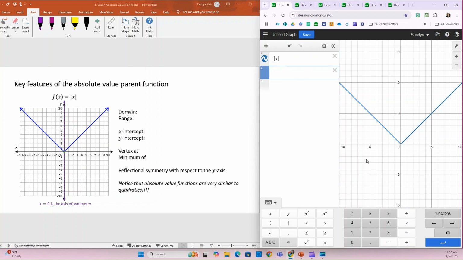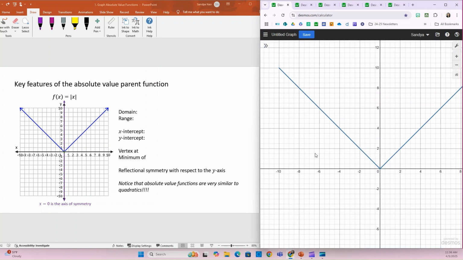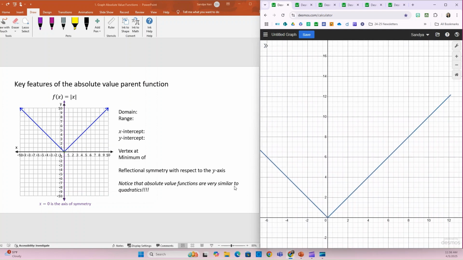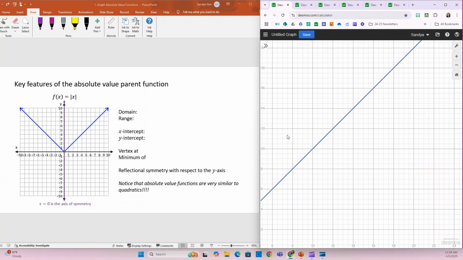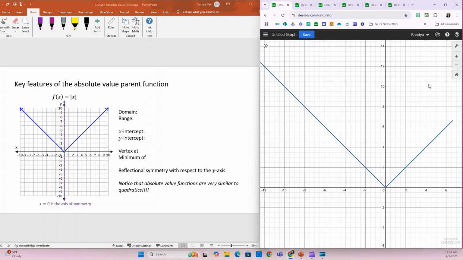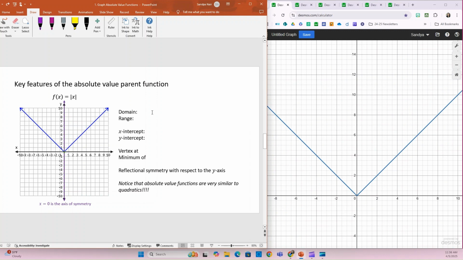So first, let's think about domain and range. So remember, domain is all possible x values. If I scroll around and look at this graph, I'll notice that it includes all real numbers as the domain, right? The x values never stop. So if I was going to describe the domain of this function, I could use interval notation, and I would say that it includes all values from -infinity to +infinity.